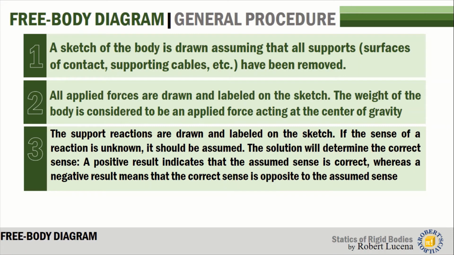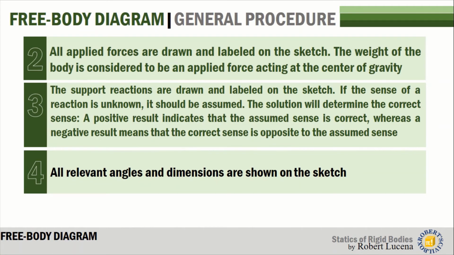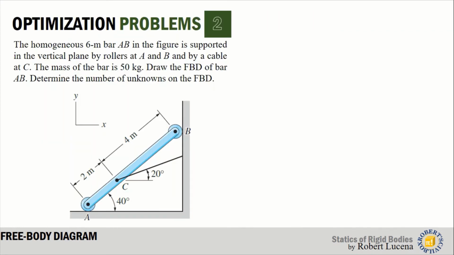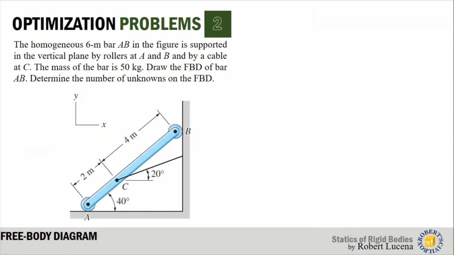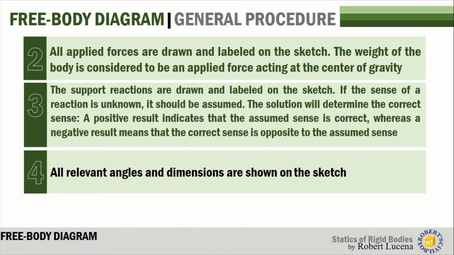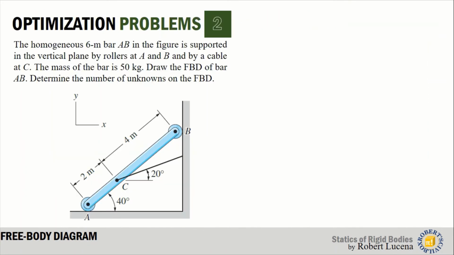And after you have removed the support conditions and applied all the forces, the next thing you do is to replace the support with the corresponding support reaction, and then finally, to ensure that all dimensions are shown in the figure for ease of analysis. So make sure all the angles are measured and all the dimensions are given. Okay? So to understand how to draw the free body diagram, let's have this problem.